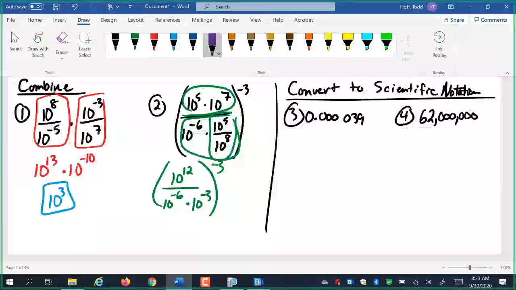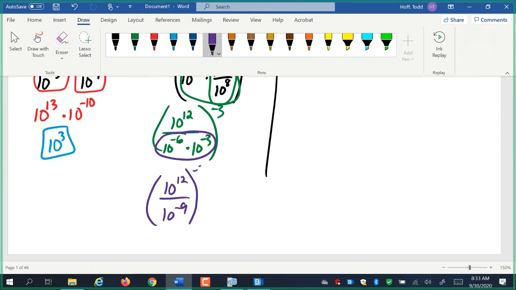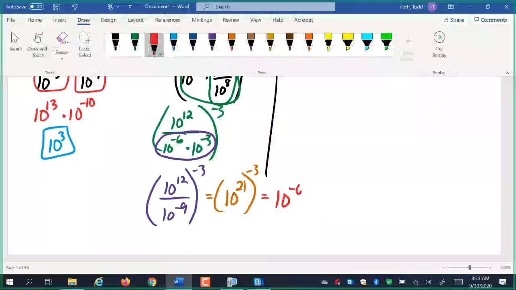Well, now we can continue on bottom. The 10 to the negative 6 times 10 to the negative 3. That's 10 to the negative 9. Then we divide. The 10 to the 12th divided by 10 to the negative 9. 12 minus a negative 9 is 21. That is 10 to the 21. And then to the power of a negative 3, remember when we do a power of a power, we multiply. So 21 times negative 3 is a negative 63.